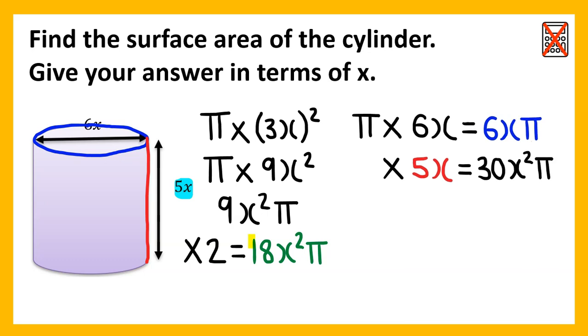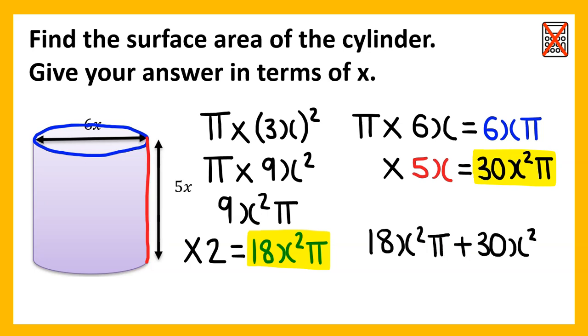The total surface area can be worked out by adding the area of the circles and the area of the curved rectangular face. So 18x squared pi plus 30x squared pi gives us a total of 48 lots of x squared pi.